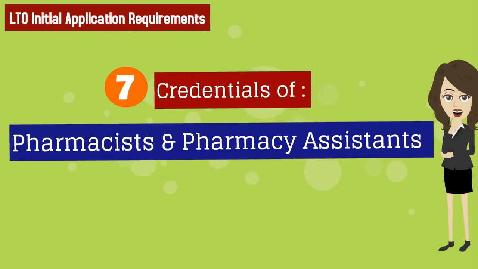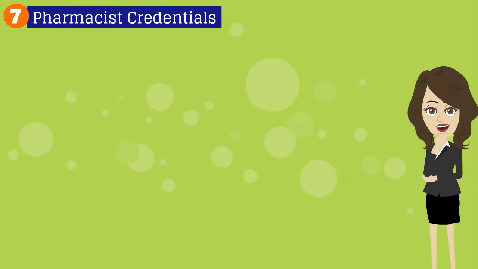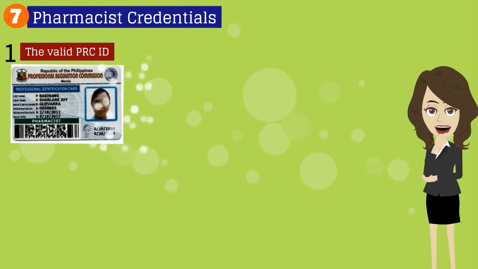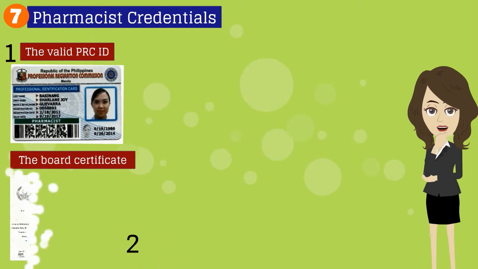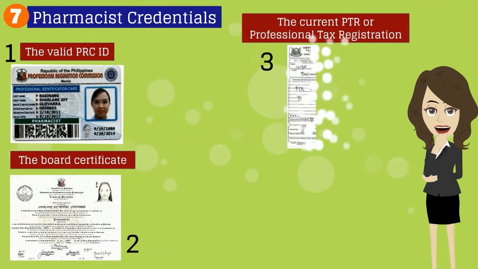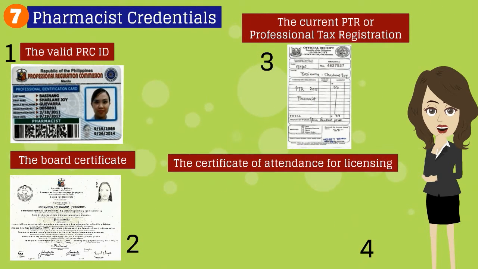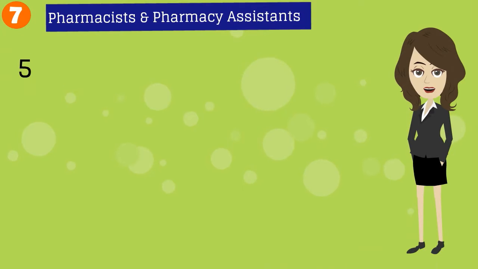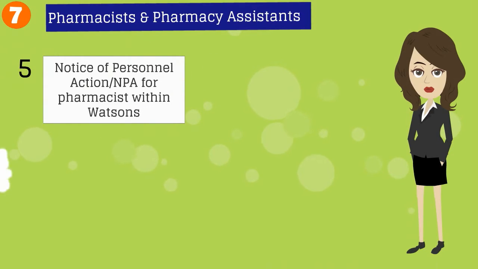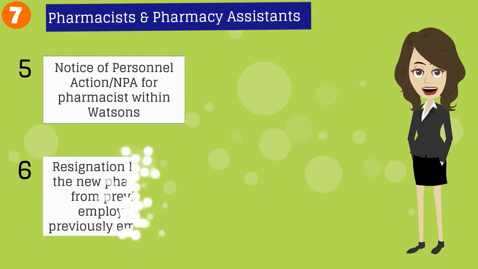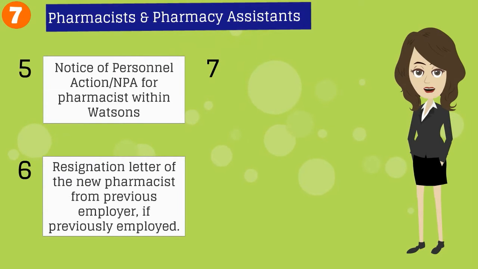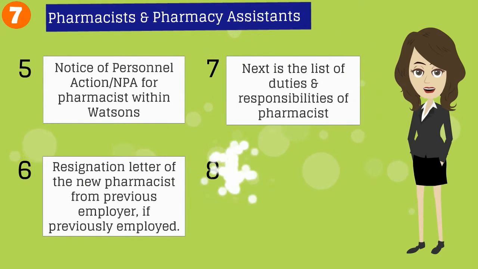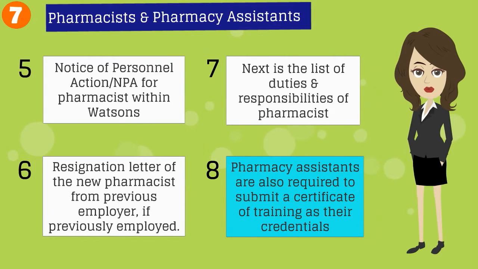These are the documents and credentials of the pharmacist: 1. The valid PRC ID. 2. The board certificate. 3. The current PTR or professional tax receipt. 4. The certificate of attendance for licensing. 5. Notice of personnel action for pharmacist. 6. Resignation letter of the new pharmacist. 7. List of duties and responsibilities. And 8. Pharmacy assistant certificate of training.